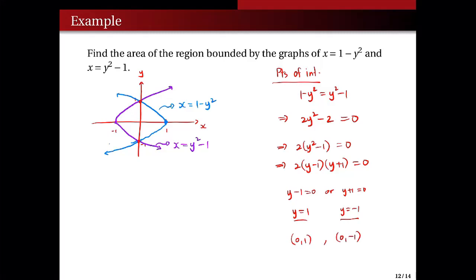By the way, points of intersection, I did not write it in the previous examples. Points must be written in this form. So these are the points of intersection. It's not just y equals 1 or y equals negative 1. The point is an ordered pair, x comma y.